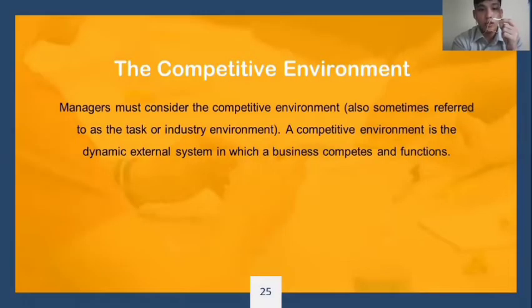So next is the competitive environment. Here, the competitive environment is the dynamic external system in which a business competes and functions. The more sellers of a similar product or service, the more competitive the environment in which you compete. There are two types of competitors in a competitive environment: the direct competitors and the indirect competitors. Direct competitors are businesses that are selling the same type of product or service. An example is McDo and Jollibee.